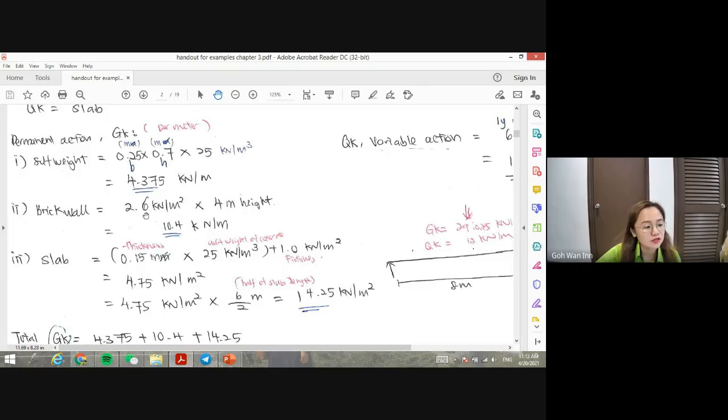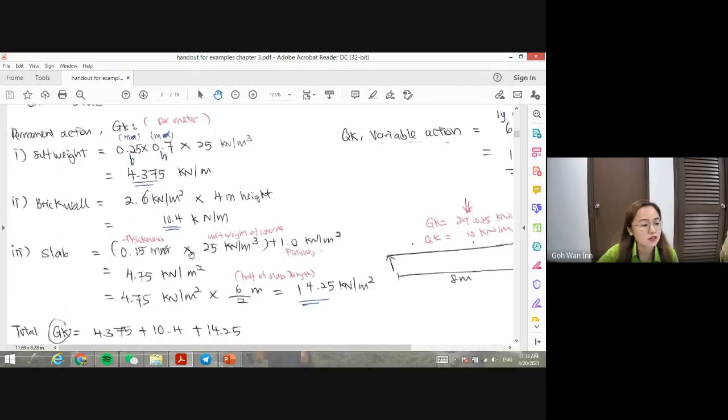And then brick wall is 2.6 kilonewton per meter square. So the wall height is how much? It's 4 meter, right? It's already mentioned. So 2.6 times 4 meter, you get 10.4 kilonewton per meter. I like to write down the unit so I will not get confused or make a mistake when I get the value.